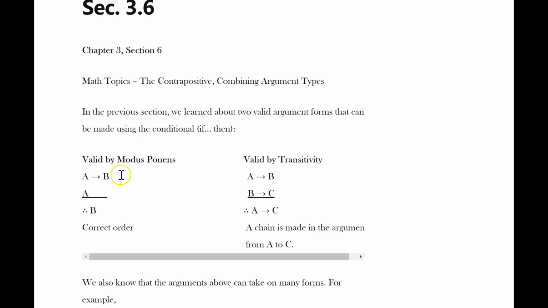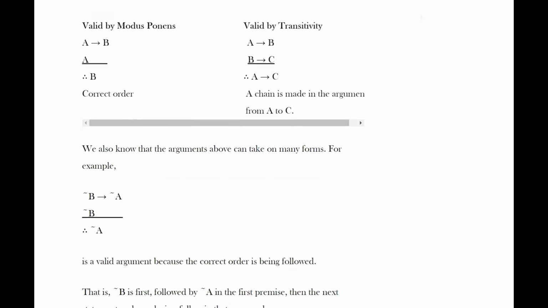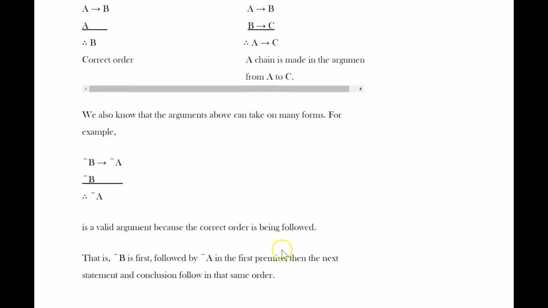It goes from A to B here. It says if A, then B. So then A happens, which is the first thing, then B must follow. That's correct. And you learn valid by transitivity, which is A goes to B, B goes to C. Therefore, it must be true that A goes to C because there's a chain made from A to B to C.